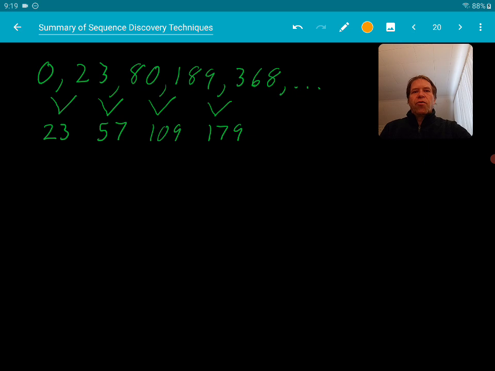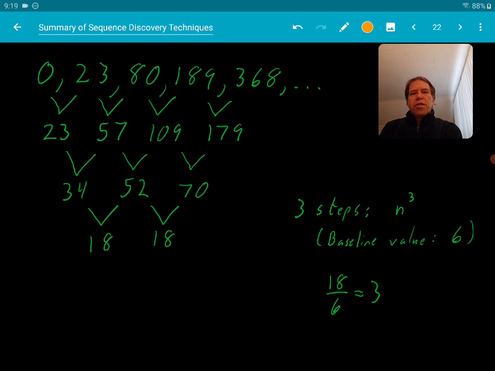So we take consecutive differences, and the first set looks like this. The second step looks like this, and a pattern perhaps starting to emerge. And after 3 steps, it looks like we get a constant value of 18, which would suggest, since it took 3 steps to get to a constant value, the main term, the term with the highest exponent of the polynomial, is going to be n cubed. And for n cubed, we know that our baseline value is 6. So we divide 18 by 6, and we expect the coefficient in front of n cubed to be 3.